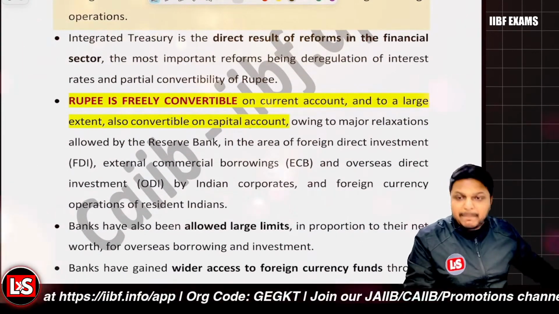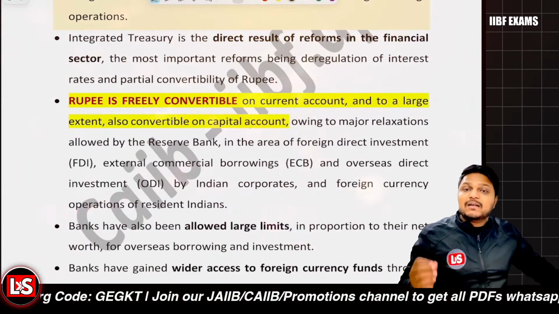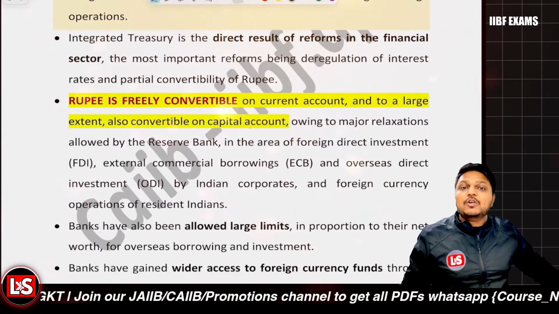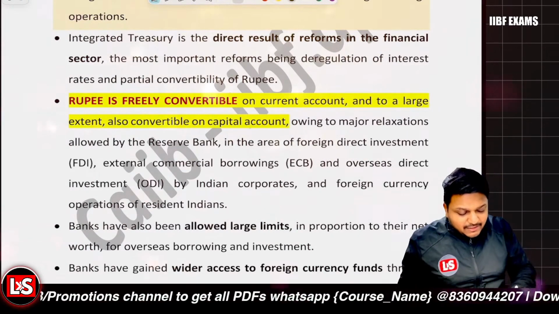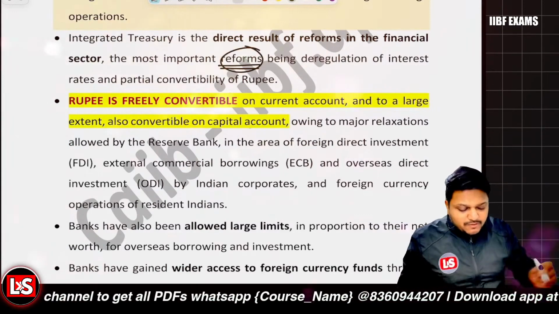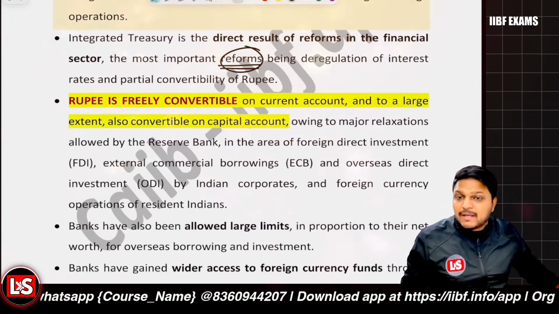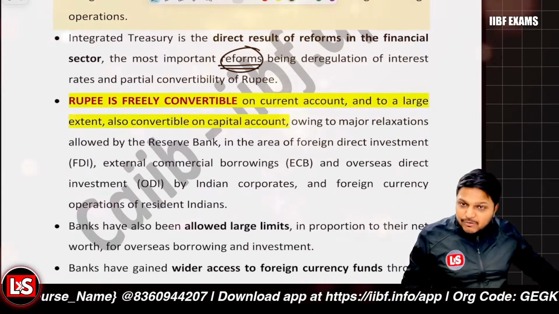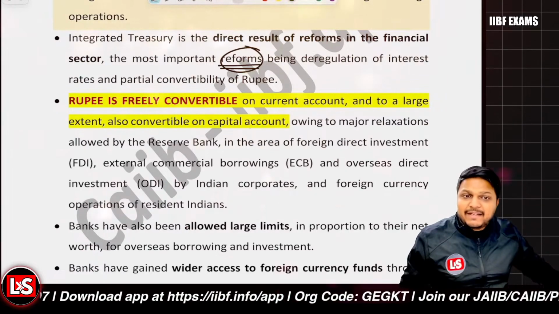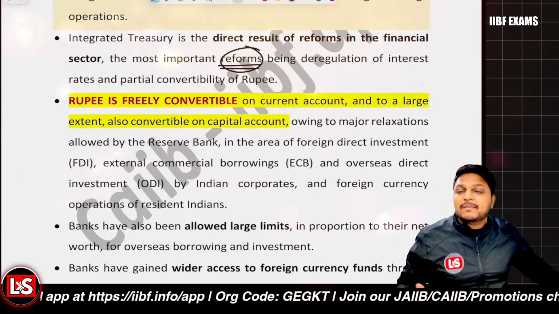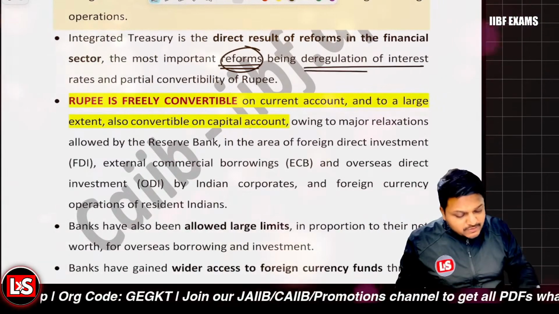So what was the major origin related to the integrated market? What was the major reason that we moved toward it? Because it was a result of the financial sector reforms in India. Important reforms led to a liberalization of the financial markets. Interest rates were deregulated, so banks had the freedom to determine their lending rates and their deposit rates. The deregulation of interest rates was an important event.